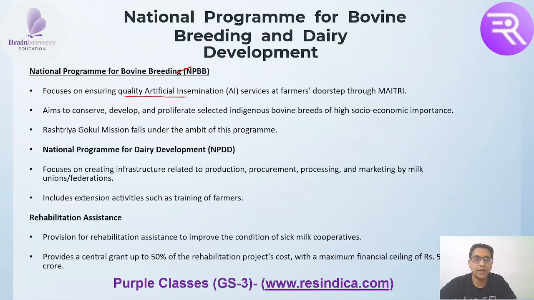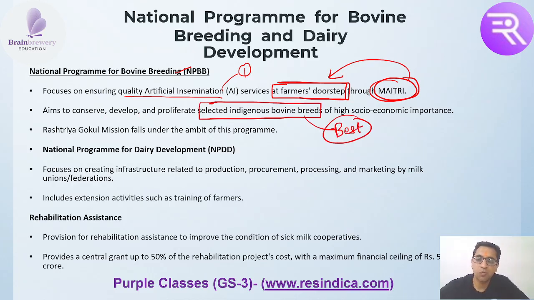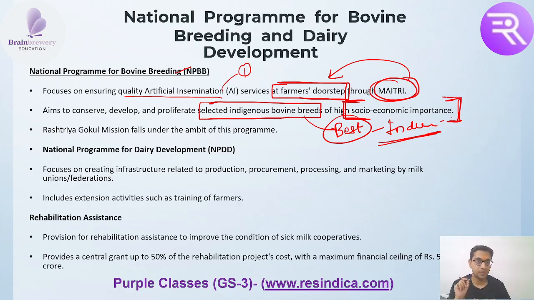Obviously, quality artificial insemination we will be providing at farmer doorsteps through the Metri portal. Okay, it is not like the farmer has to take their cattle to the artificial insemination center. No, it will be provided at your farmer doorstep using Metri. Then support to conserve, develop and proliferate selected indigenous bovine breeds. Like we have to find out which is the best quality breed that is well suited for the Indian climate situation, so that maximum breeding of that variety can take place for better socio-economic importance.